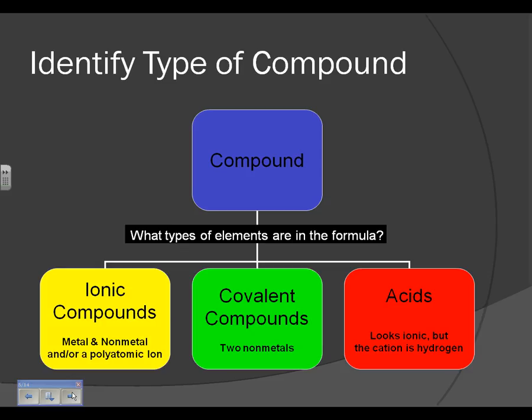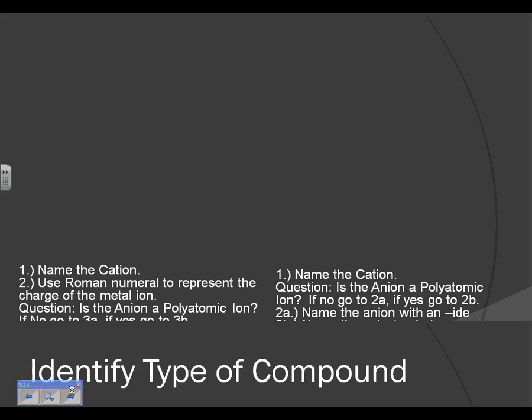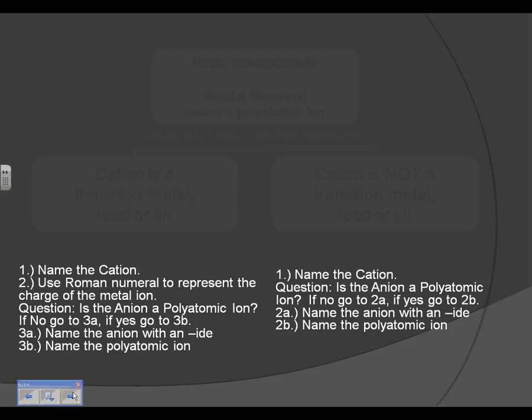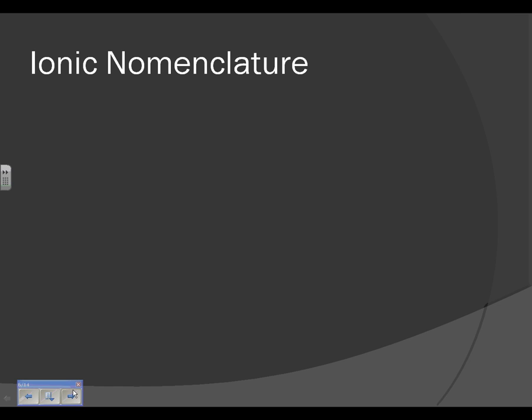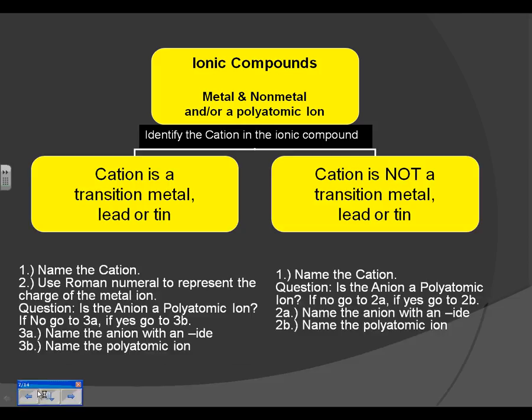An ionic bond is a bond between a metal and a nonmetal, or a polyatomic ion. Covalent bonding is between two nonmetals. You can figure out if an element is metal or nonmetal by the periodic table. An acid looks just like an ion, but the cation is hydrogen.